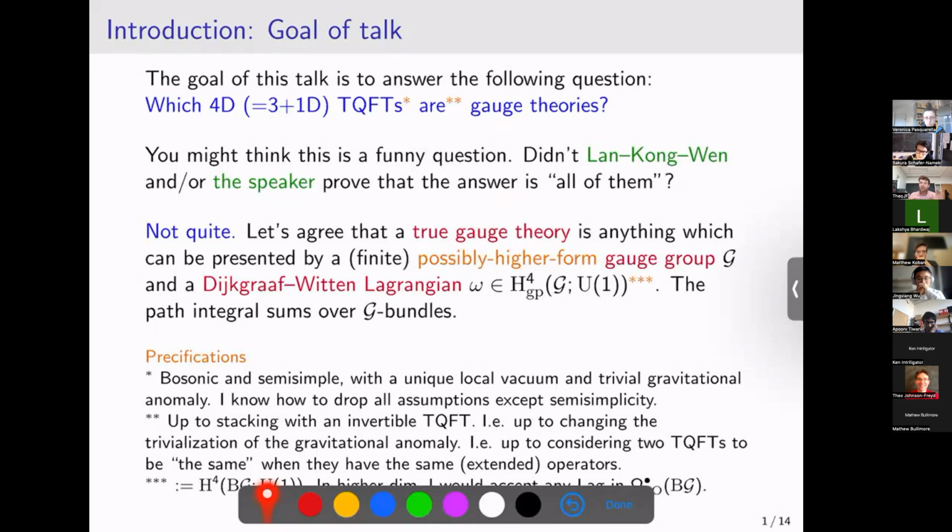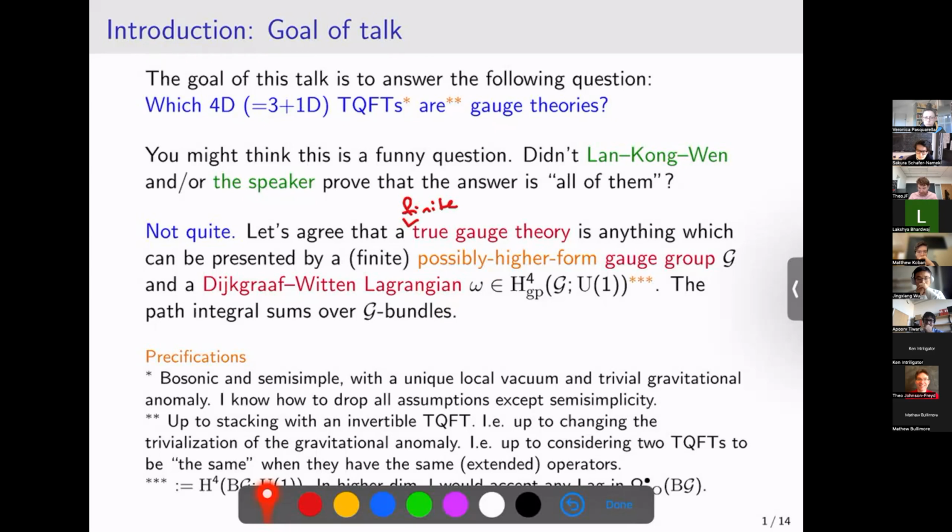maybe topological, maybe finite. Maybe I should have put the word finite in here. I'm only going to talk about very finite, very topological objects. But let's say that a true gauge theory is one where I really give you a gauge group, maybe a higher form group, that's fine. And I give you some Dijkgraaf-Witten Lagrangian, and then you are supposed to sum over G bundles with a term in the action, using the Dijkgraaf-Witten action the way you're used to. More generally, I want to consider a true gauge theory anything where I give you a group and ask you to sum over G bundles for the path integral.